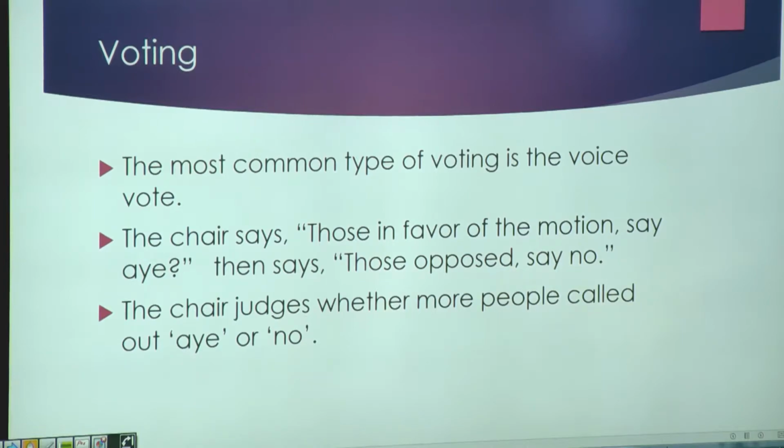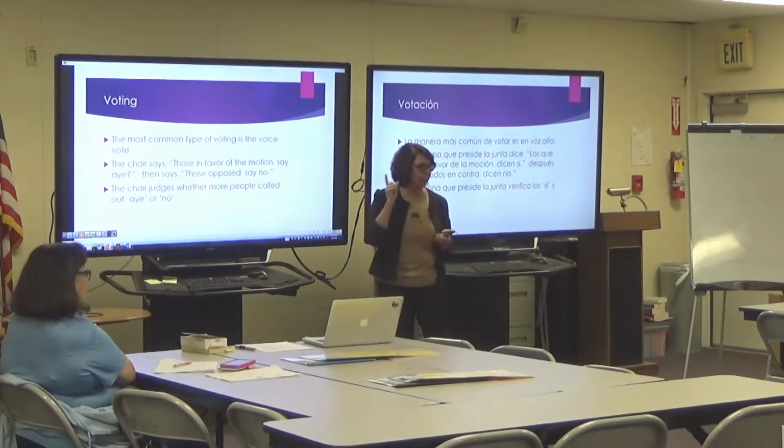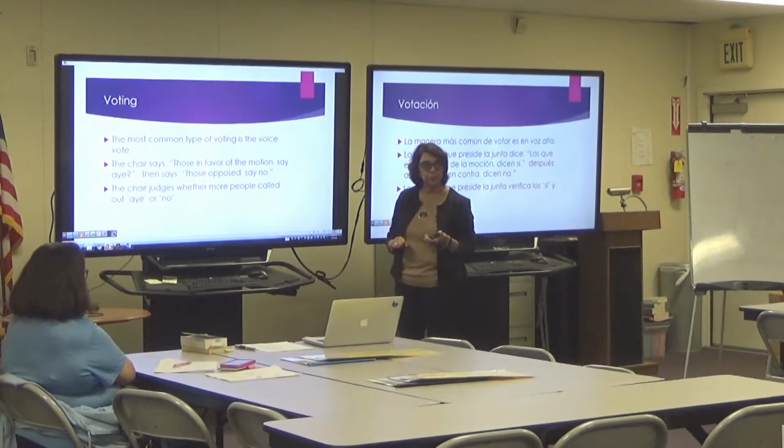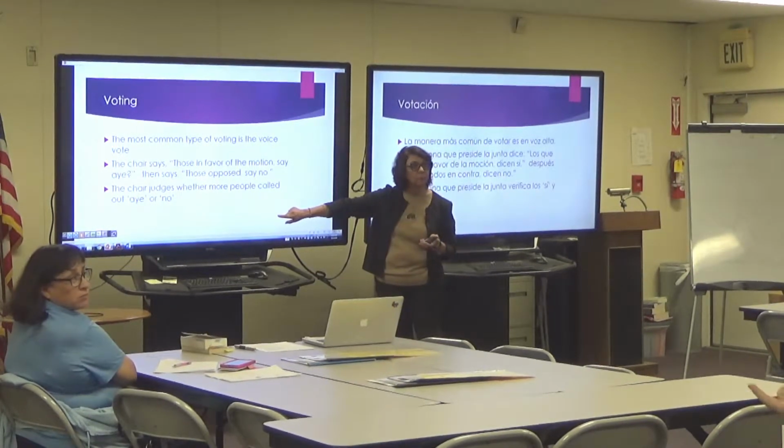Now, if it's so close you can't tell, that's when you can start counting. But typically, if it's pretty easy, you say motion passes. And you don't have to list who voted for what. That's another form of voting. And again, you don't have it in your bylaws, so you don't really have to make changes to that.